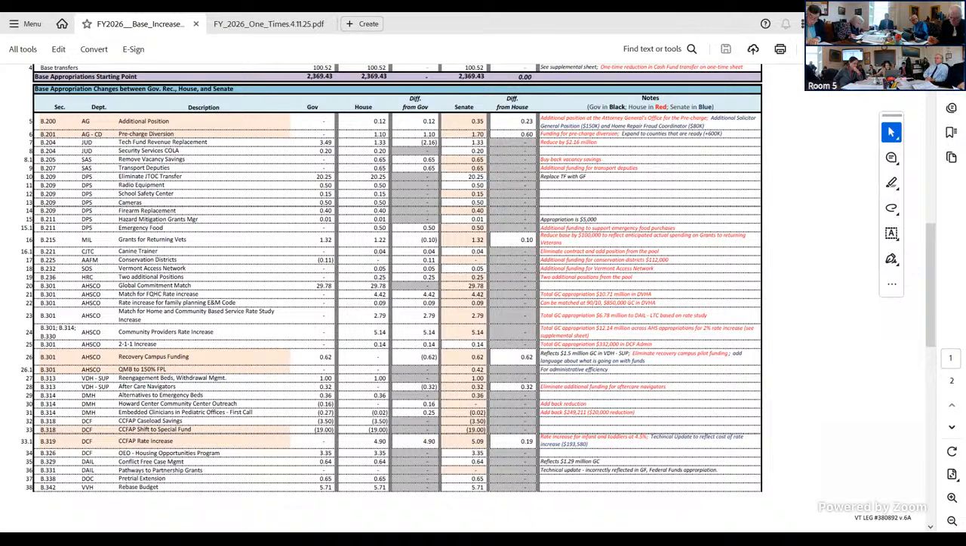All right, so the next one is the alternatives to emergency room beds. That's been left open. The next two were in the Department of Mental Health. The governor proposed to reduce the base for the Howard Center Community Outreach and embedded clinicians in the pediatrician's office. The House position was to restore most of the base. It was a $20,000 reduction for the embedded clinicians in the pediatrician's office, as compared to the governor's position. So putting most of the money back in the base, but not quite all of it. The next line is CCFAP Childcare Financial Assistance Program caseload savings.